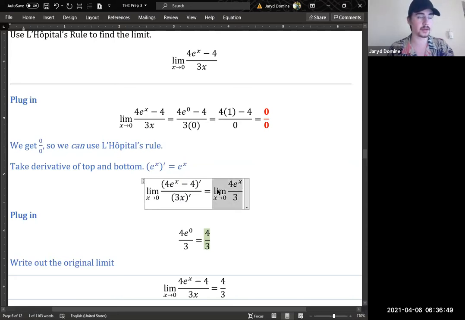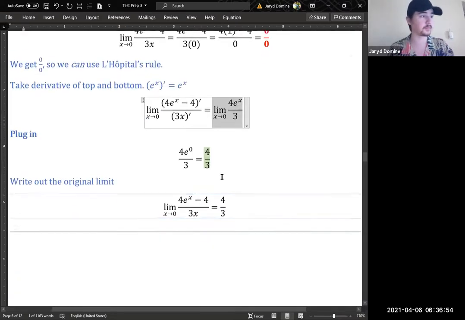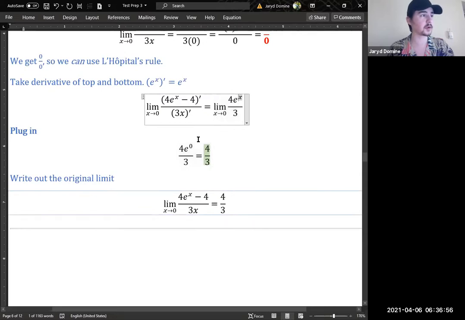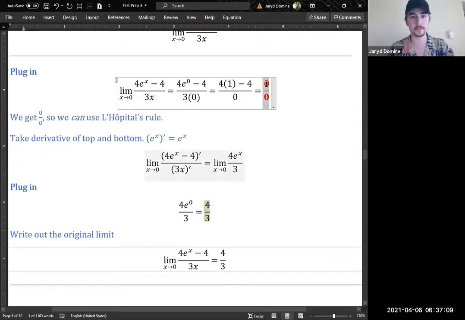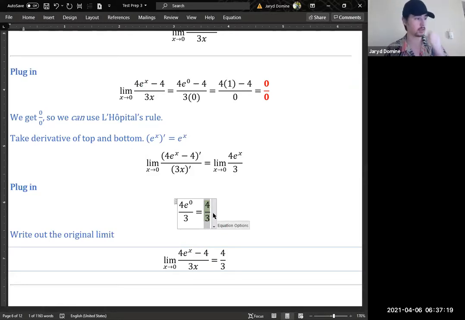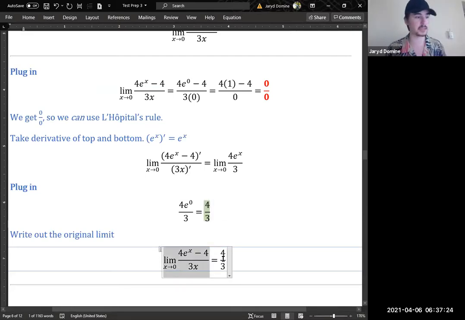And now that we've taken the derivatives, we plug in again and see if we get something nice. So if I put in a 0, I'm going to get 4e to the 0 over 3. E to the 0 is 1, so I get 4/3. Okay, so step 1, plug in, I get 0 over 0. Take the derivatives, I get this. And now I plug in again, and I get 4/3. Okay, and this is the answer. So the original limit that we had is equal to 4/3.